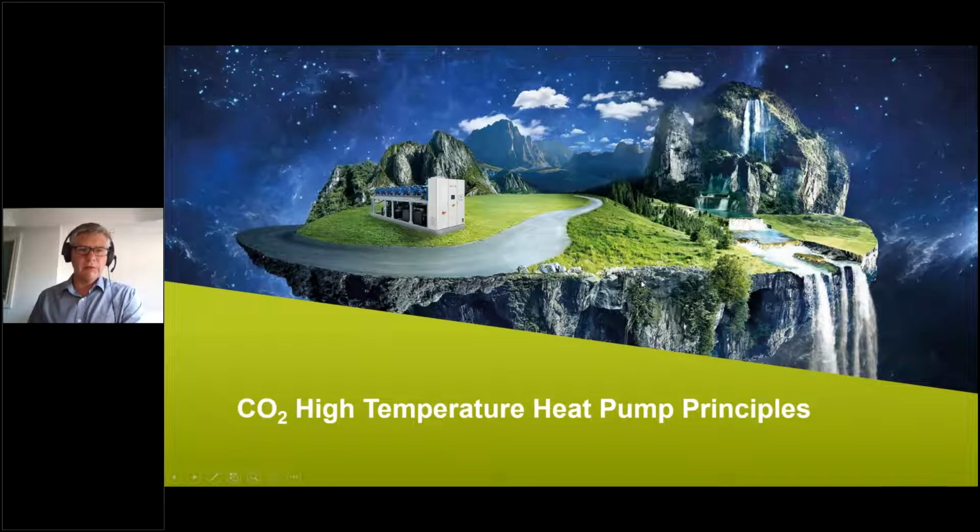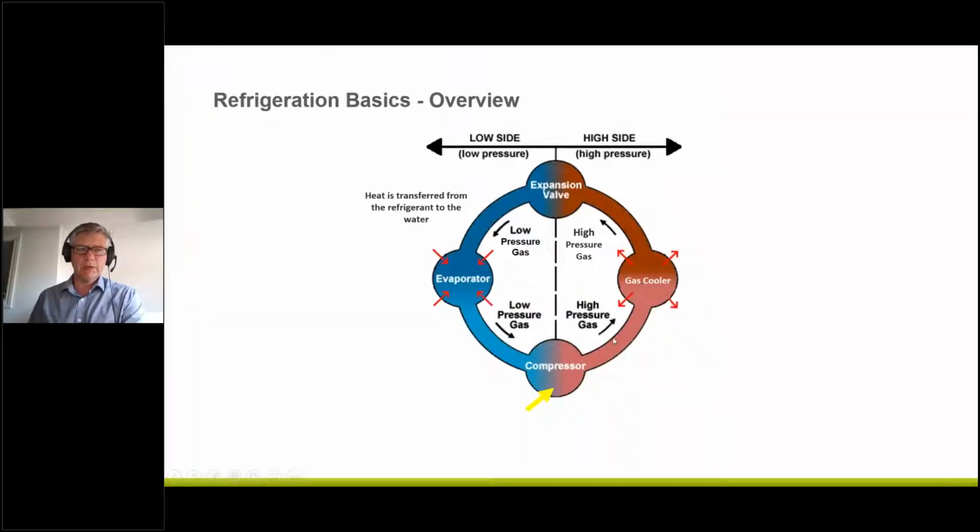We'll now look at some of the principles of high temperature heat pumps. Just a quick recap on the refrigeration cycle. You've got the input of electrical energy into the motor connected to the compressor. In this system, with the CO2 refrigerant, it's a piston compressor. In different refrigeration cycles, you can have different compressor types: piston, scroll, screw, centrifugal. Working in a clockwise direction, starting from the compressor, this is a closed system with the refrigerant, in this case CO2 gas. It goes from low temperature, low pressure gas, and the compressor compresses it into high temperature, high pressure gas.